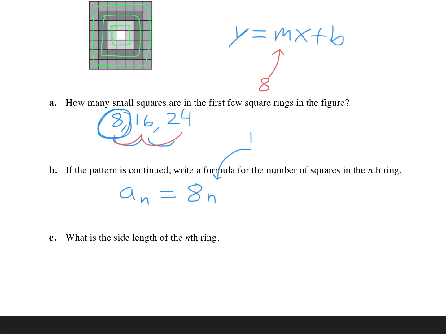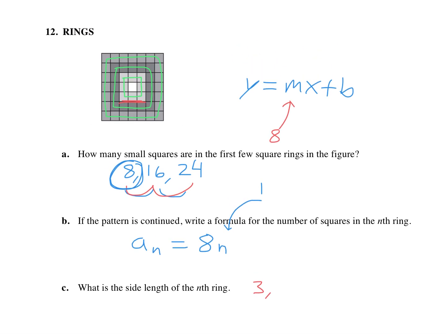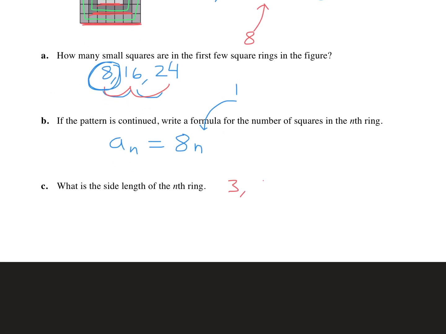All right, the last problem is asking not about how many squares are in each ring, but how long the side is of the nth ring. So the first ring had a side length of 3. So if you look over here, this side length is 3. The second ring had a side length of 5, and then the next ring had a side length of 7. All right, so I hope you can see the pattern. So it went 3, then 5, then 7.